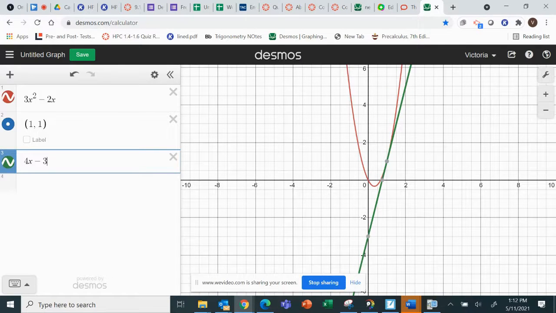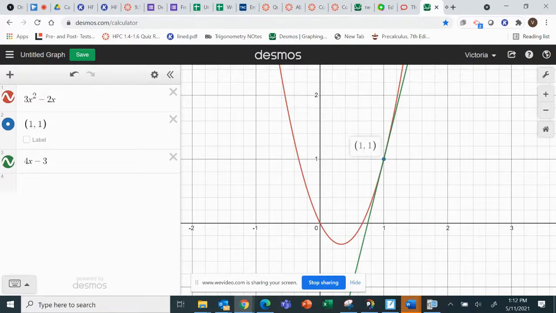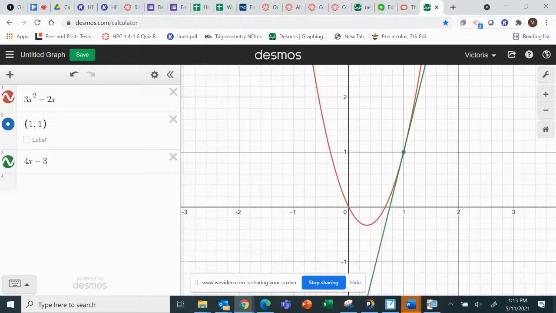So when I graph y equals 4x minus 3, do you see how that goes through 1, 1, and it totally looks like it's tangent right there? I mean, it should be. It is, but you can actually see it. Let's try a different point. What's another point on this graph?